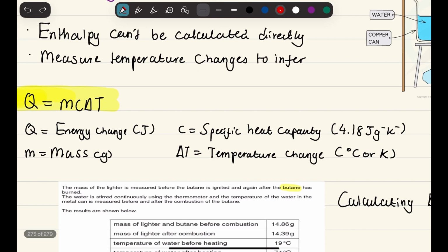So Q equals MC change in T. We need to know what all of that means though. Q, energy change in, let's highlight things, in joules. You've got to remember the units, very, very important, because that won't be on the equation sheet. Energy in joules, M, mass in grams.